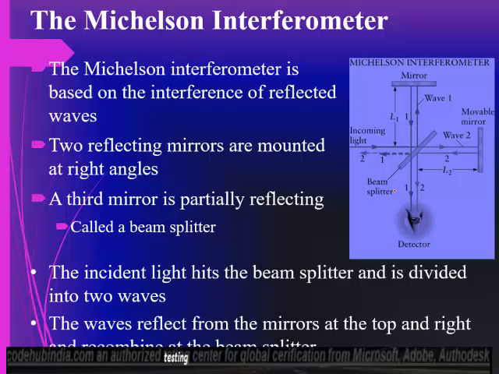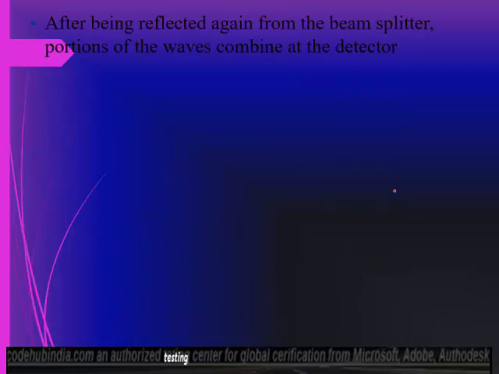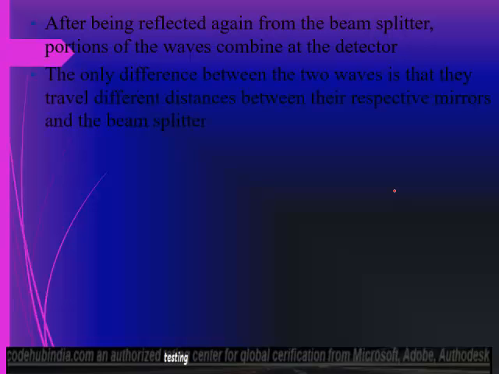The waves reflected from the mirrors at the top and the right are recombined at the beam splitter. After being reflected again from the beam splitter, most of the waves combine at the detector. The only difference between the two waves is that they travel different distances between their respective mirror and the beam splitter.